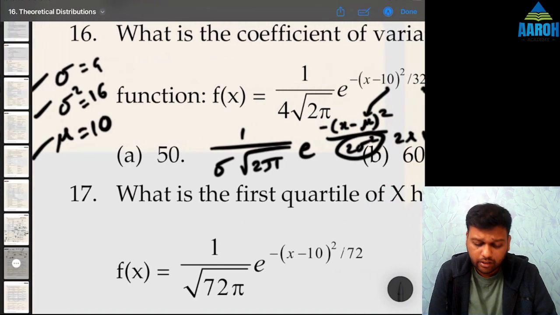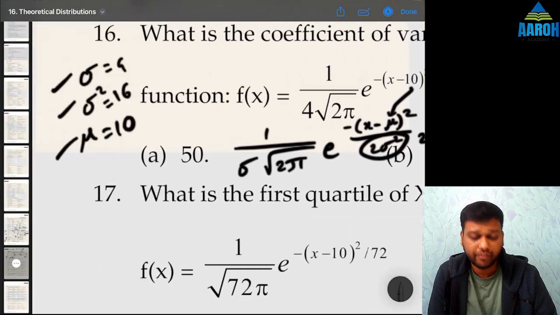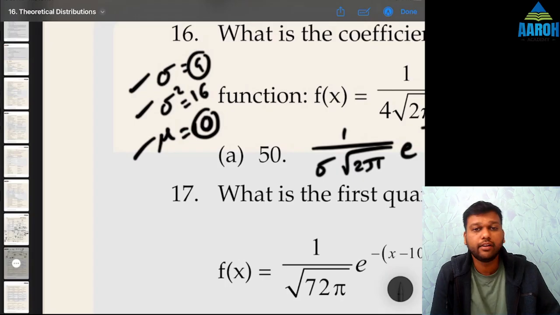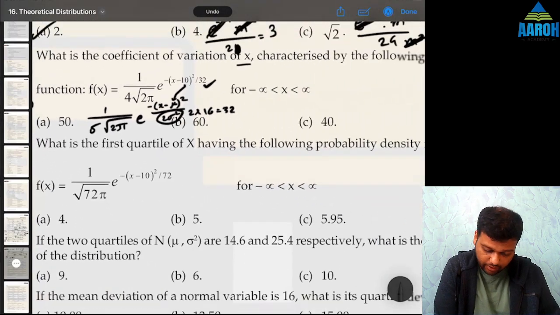Now they are asking what is the coefficient of variation? Coefficient of variation is what? SD upon mean into 100. So 4 upon 10 into 100, that is 40. Option C.